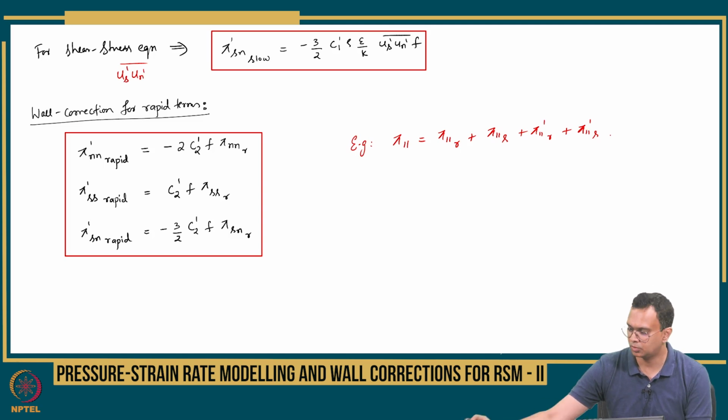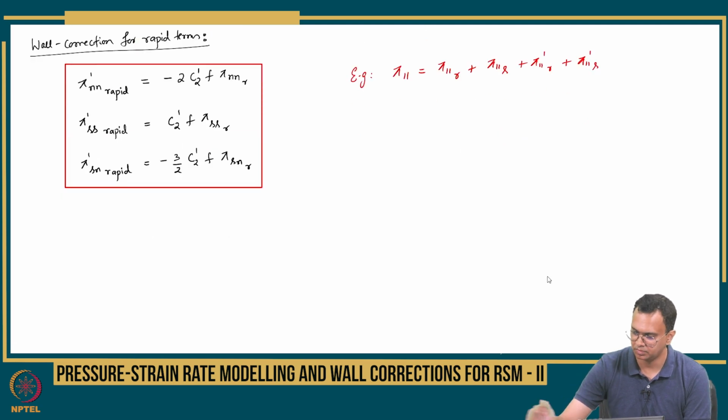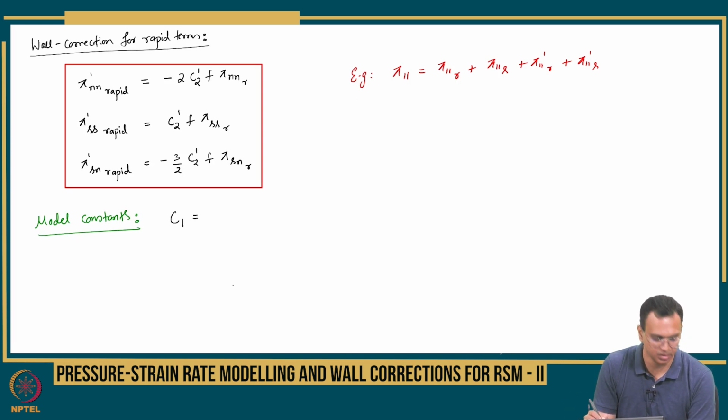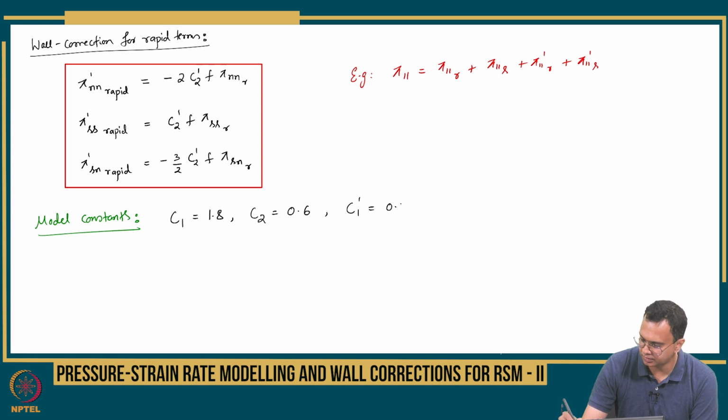Okay, so then the only thing that is left from implementing this model is the model constants. So we look into the model constants. I have C1, which appeared in the rapid, 1.8, C2 is 0.6, C1 prime is 0.5 and C2 prime is 0.3.